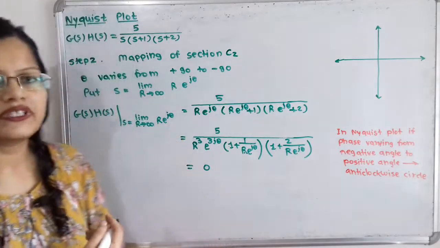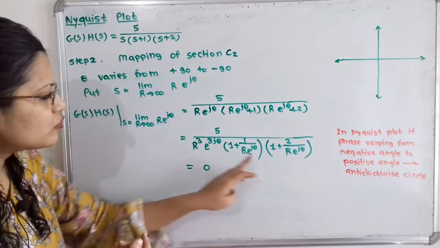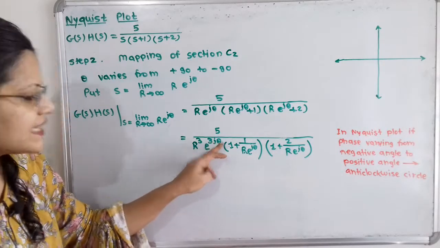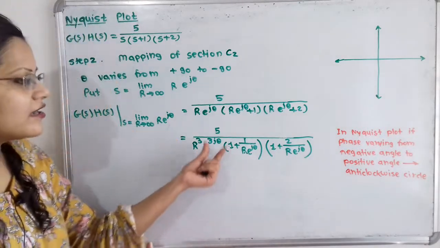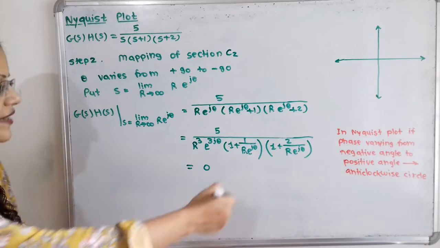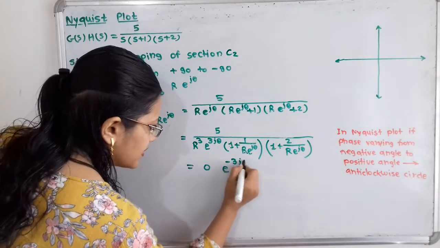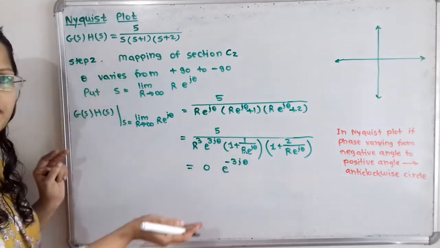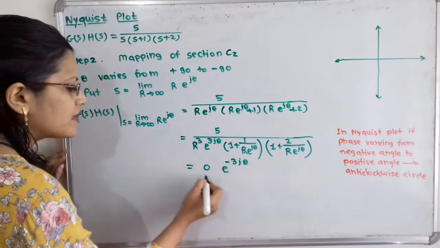But what about the angle? So if we solve this, here this magnitude becomes 0, but this angle e raised to 3j theta is in the denominator. So we will take this angle in the numerator. So how to take? We will write here e raised to minus 3j theta. So this plus 3 will become minus when we shift this from denominator to numerator. So here this is the value.